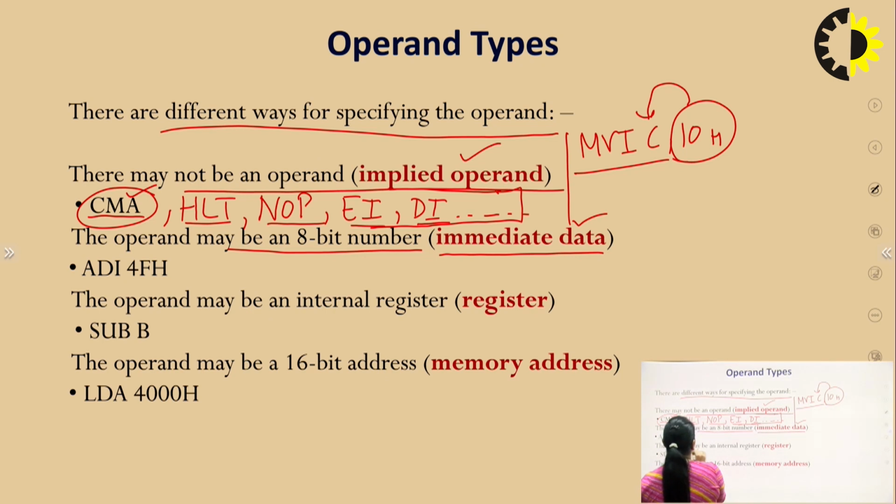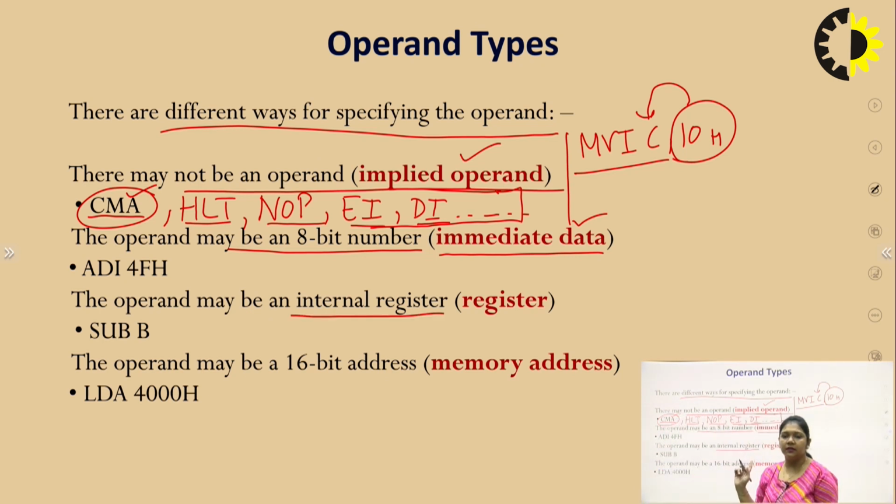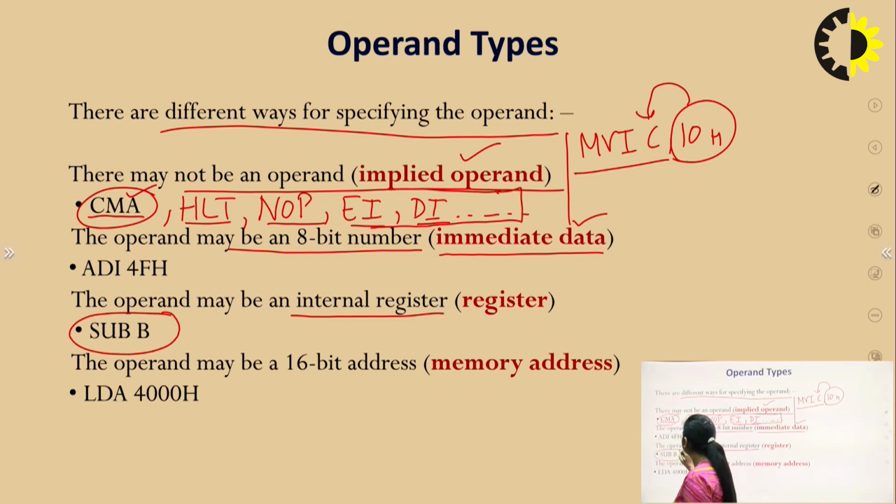Next, the operand may be an internal register. Before going to the internal register, we must be aware of the number of registers in the microprocessor. How many registers are there? General purpose registers and special purpose registers. If the instruction is register based, the operand will be a register, like SUB B, subtract B. We have to subtract the contents of register B from the contents of the accumulator.